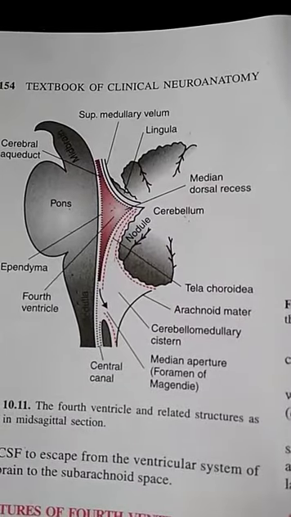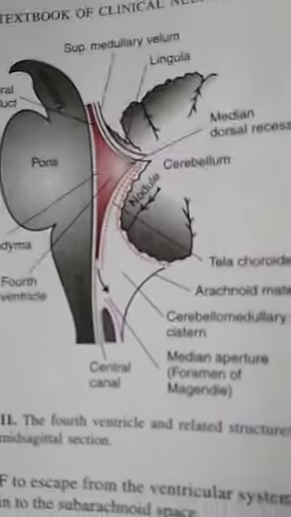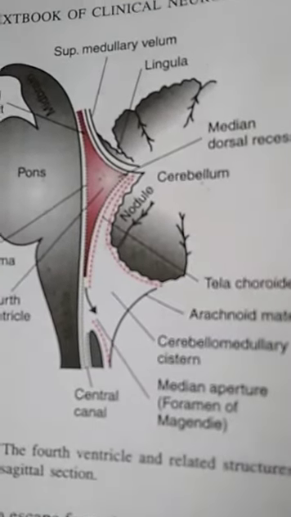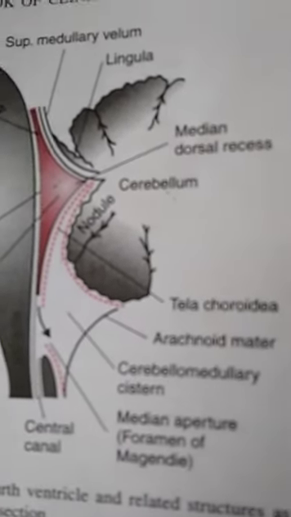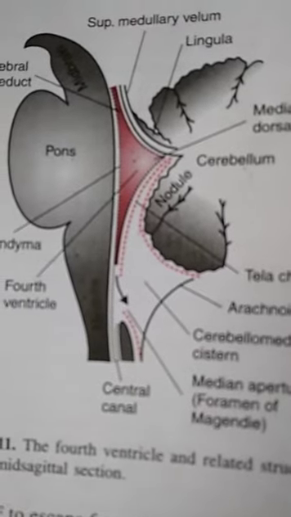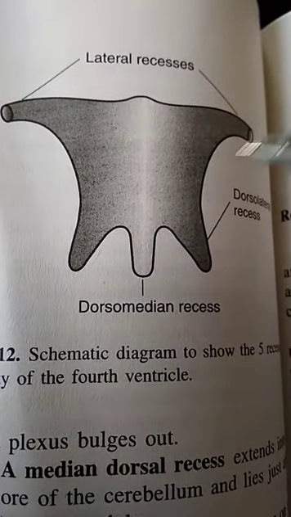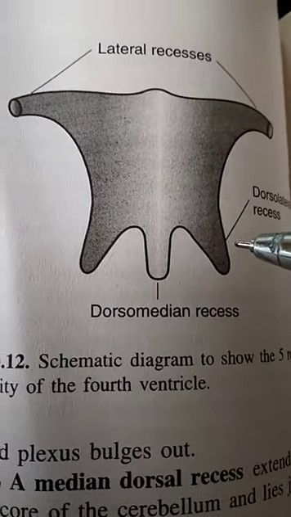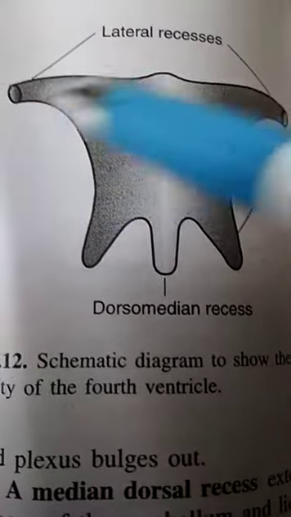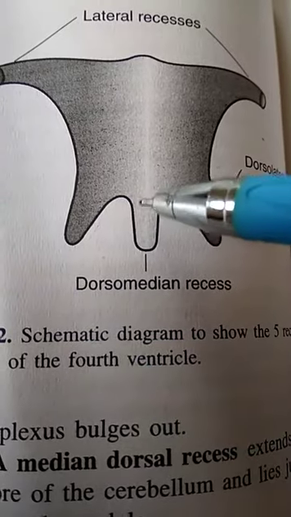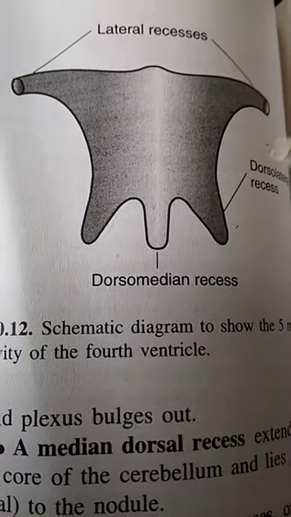We will discuss the features of the fourth ventricle under the following headings: recesses, angles, boundaries with its tela choroidea and choroid fissure, as well as applied aspect. The recesses of the fourth ventricle are 5 in total: 2 lateral recesses, 1 median dorsal recess and 2 lateral dorsal recesses.